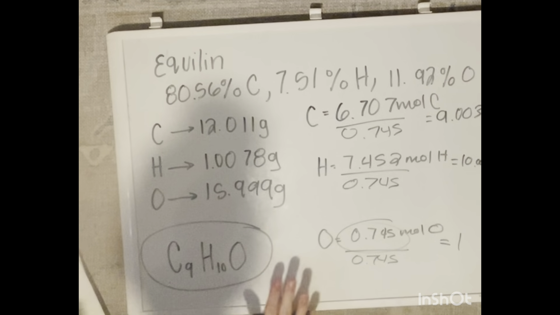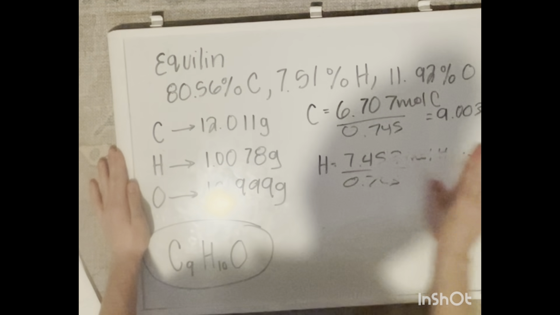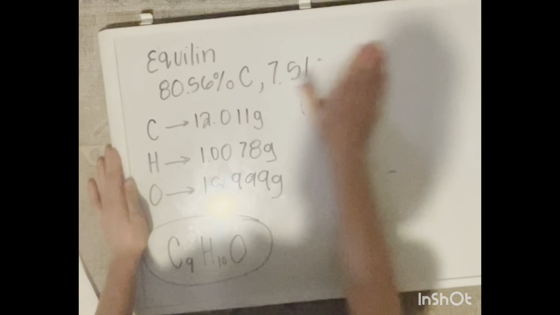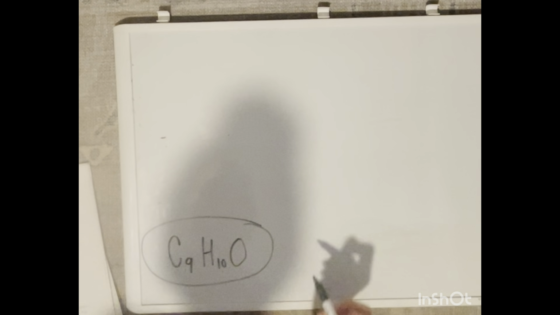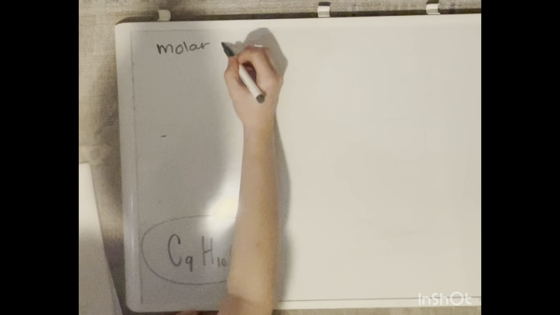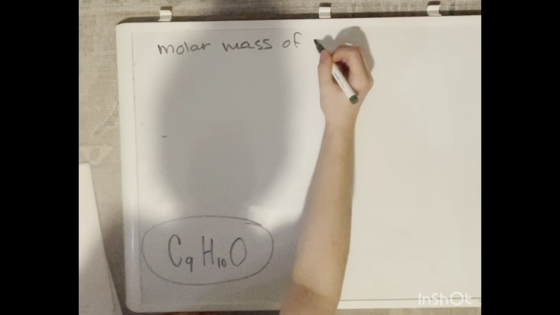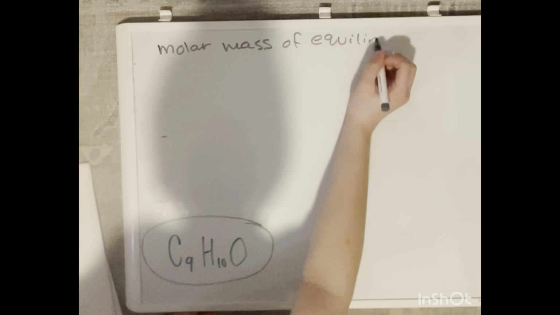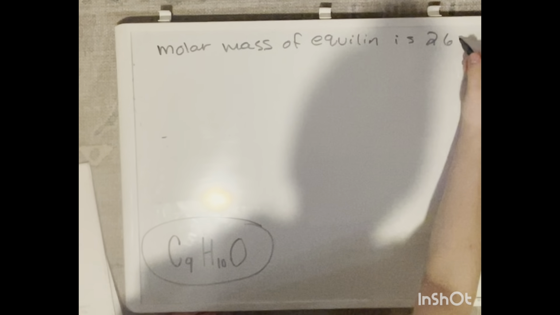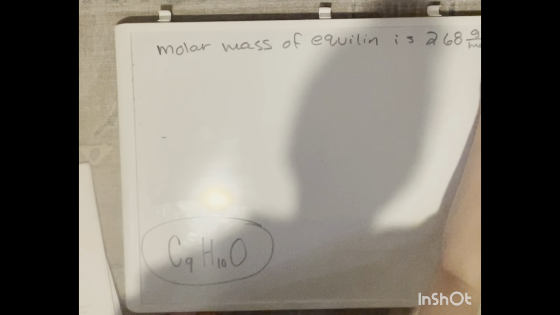So next, I'm going to erase this because I do not have an eraser for some reason. And I'm going to be finding the molecular formula using what we have found. So now we're going to move on to part B, which is finding the molecular formula. And what the problem tells us as well is that our molar mass of equilin is 268 grams. Okay, so there we have that.